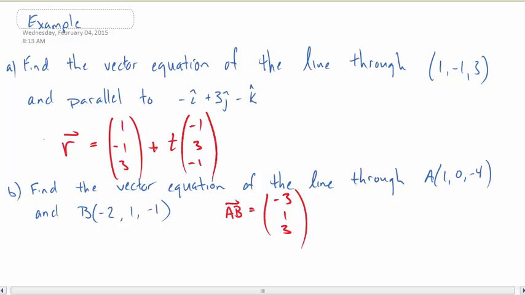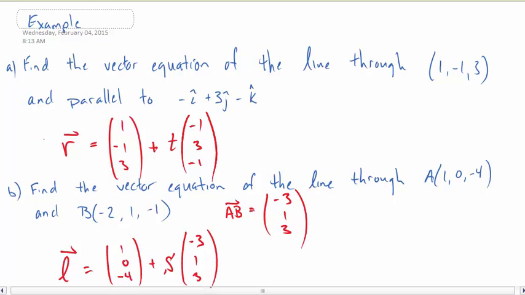Now I have enough information to write my equation. I'm going to use a different letter for this equation. I'll call it L. Can't call them both R, otherwise we're saying that they're the same. So we need a point, and it doesn't matter whether we use point A or point B. It goes through both of them. I'm going to use A. Plus some parameter, different parameter than the first line, times the direction vector.